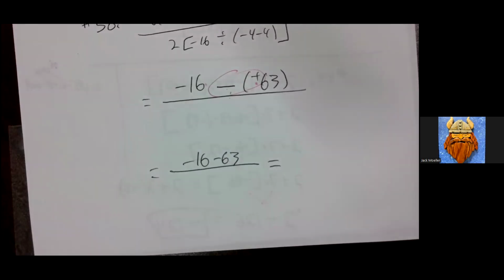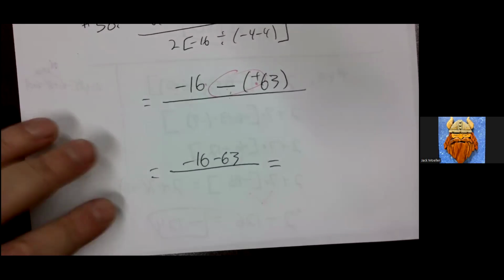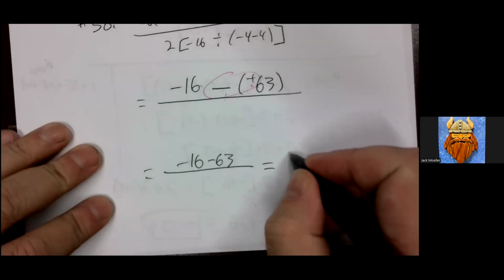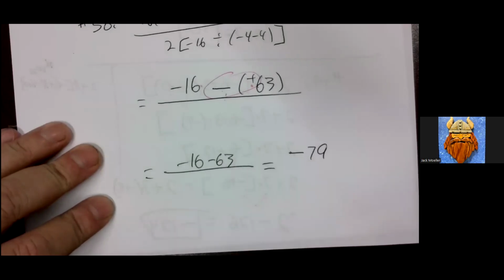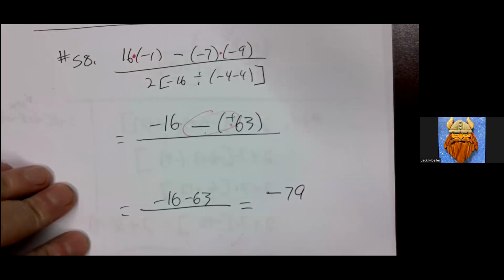Now, what do we do? Those are both negative, so we're going to add them. 16 plus 63 is 79. And it is negative because the bigger number is negative. All right, so after all that, the numerator simplifies to -79.